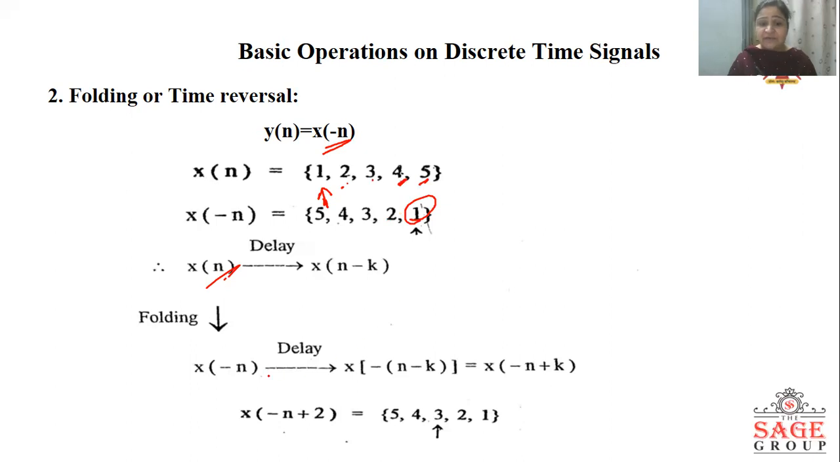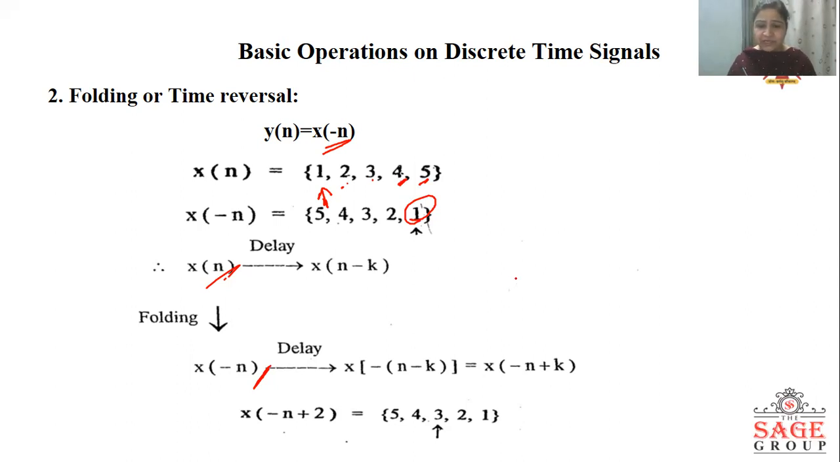But since we have folded the sequence originally, after folding, if I want to advance the sequence by 2 units, I'll have to do the reverse operation. Instead of shifting the sequence left by 2 units, I'll shift it towards the right by 2 units. That means after folding, advance means moving towards the right.